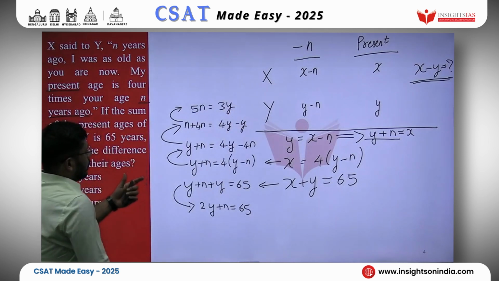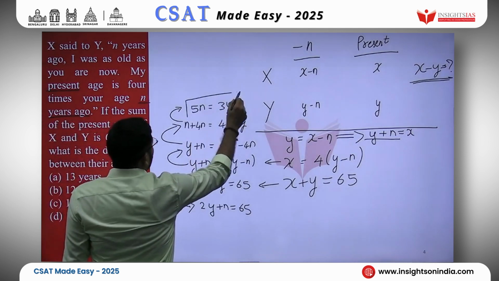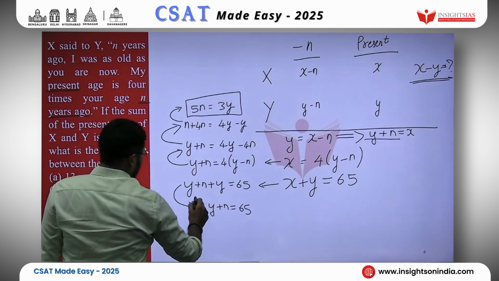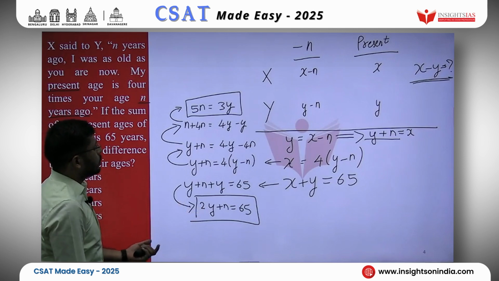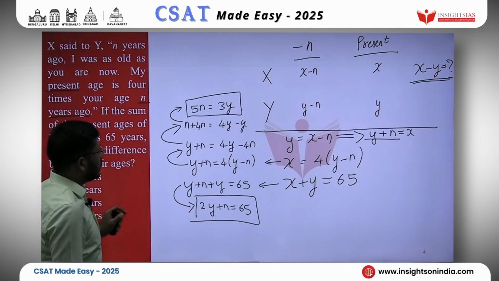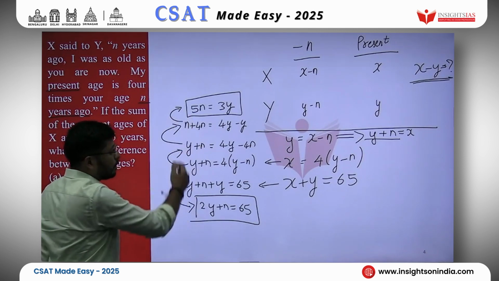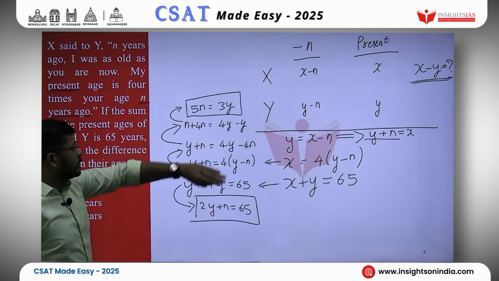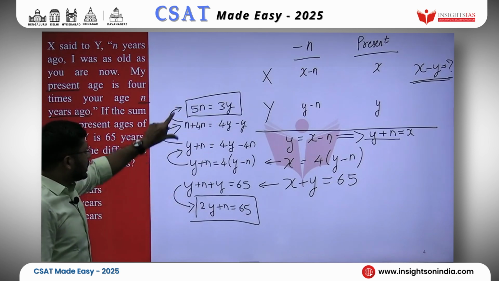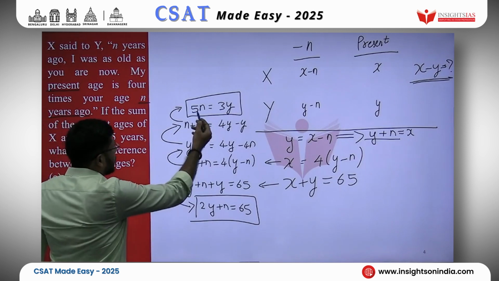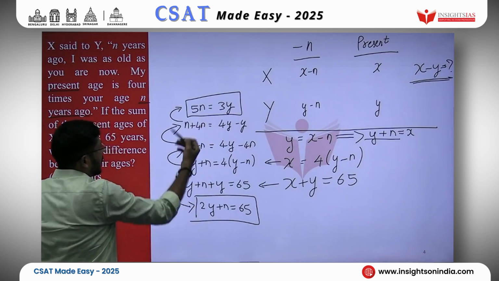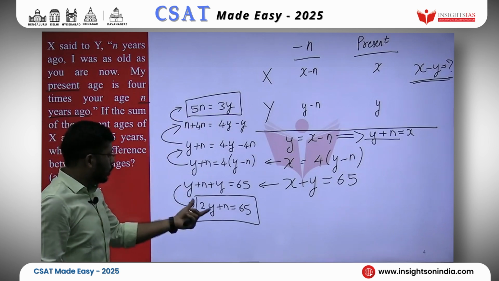Okay. Now we have two equations. This is the first equation and this is another equation. Now we shall solve these equations. These are the simultaneous equations that we got. The rest of it, we did those calculations to arrive at these two equations. Now we shall decide which one we shall cancel first. Shall we cancel n or shall we cancel y?